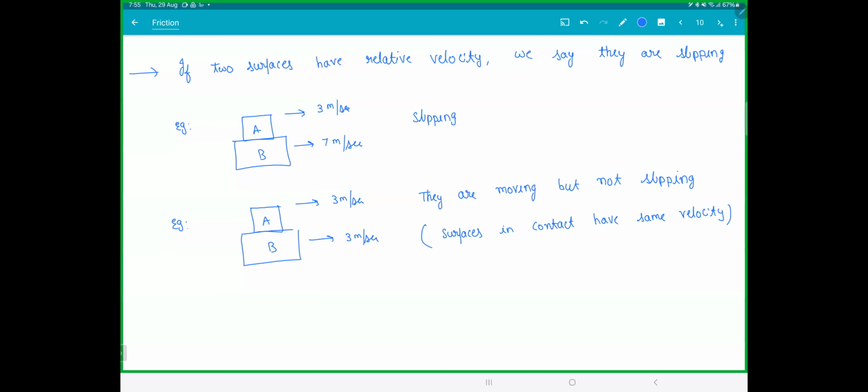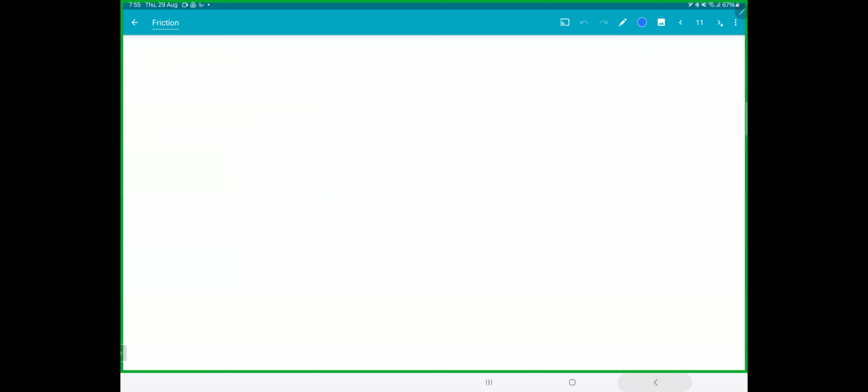Is this clear, everyone? Everyone understood slipping and no slipping, right? Because generally what I see, people think no slipping means it is not moving. Not necessarily. They can move, but they don't slip. Next thing, we got how to find the direction. The second part, finding magnitude. Now, this finding magnitude was completely experimental. Finding magnitude of friction.